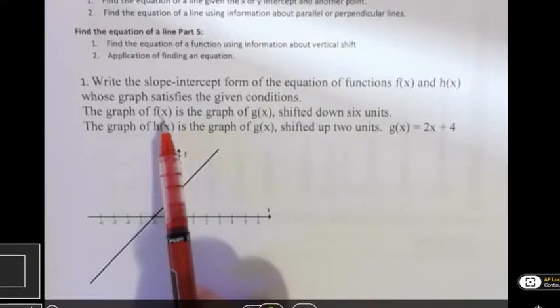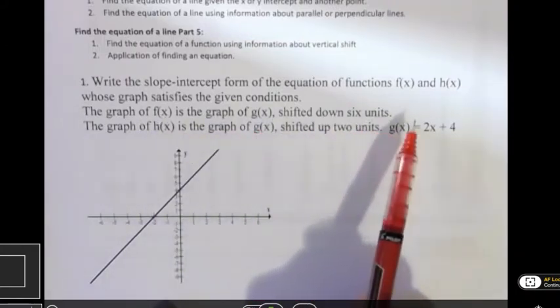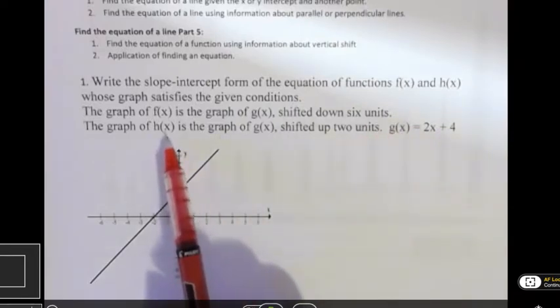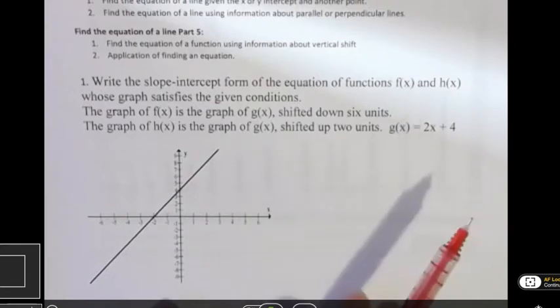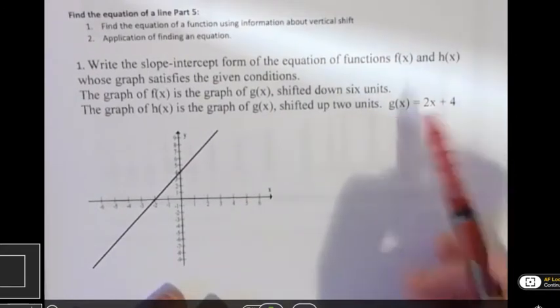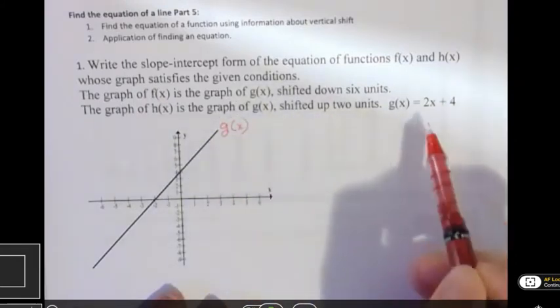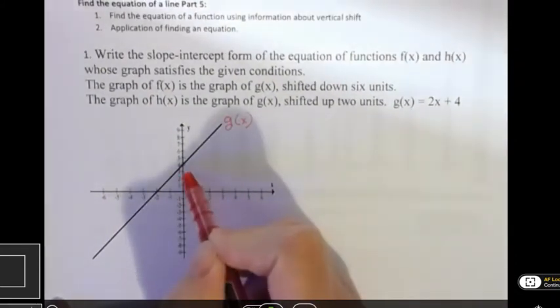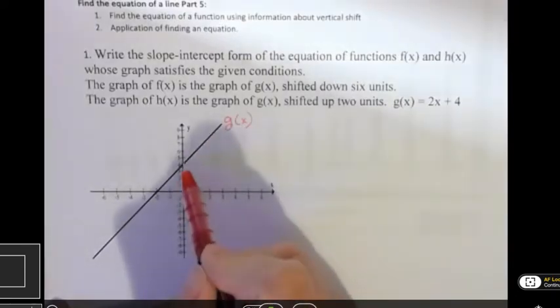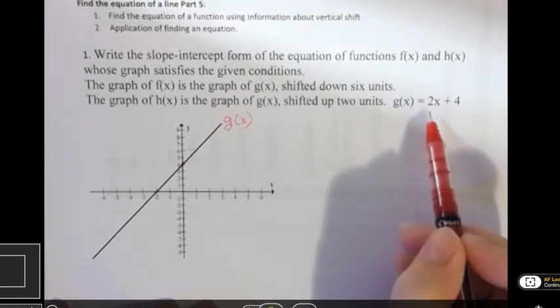The graph of f of x is the graph of g of x shifted down 6 units. And the graph of h of x is the graph of g of x shifted up 2 units. Well, then you're given what g of x is. So this is g of x right here, which is 2x plus 4. Our y-intercept is 4. That's where we cross the y-axis. If you go up 2 and over 1, you hit that graph again because our slope is 2.